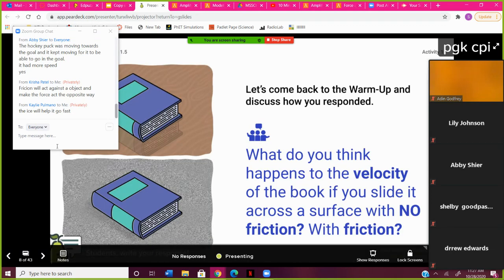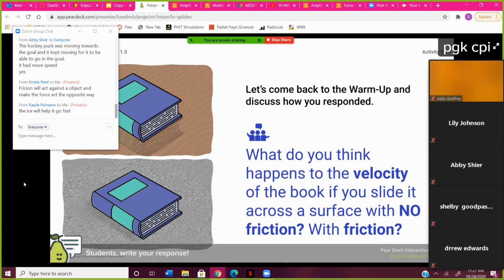All right, so what I want you to think about. So we're kind of thinking about friction. Our article talked about friction. Our warm-up is talking about friction. So we're going to come back to this warm-up, and I want you to discuss how you responded, or let me know what you think happens to the velocity of the book as you slide it across a surface with no friction and a surface with friction.